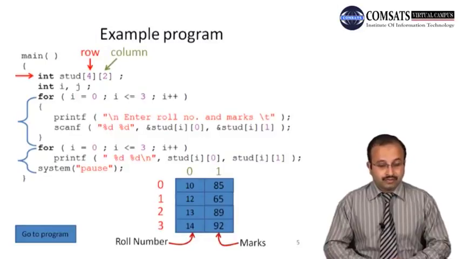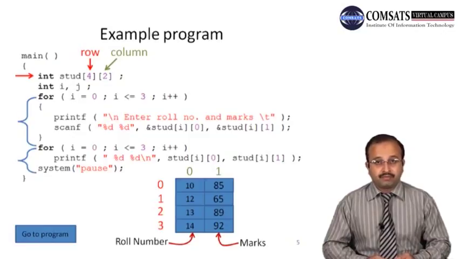Okay, so we can solve the same problem using two one-dimensional arrays. The first array is for the roll number and the second array is for the marks. So we have two arrays, and handling both of them is a bit more difficult, right?